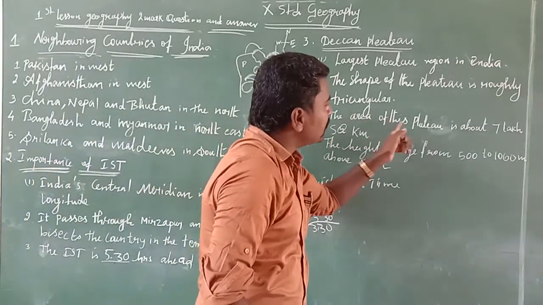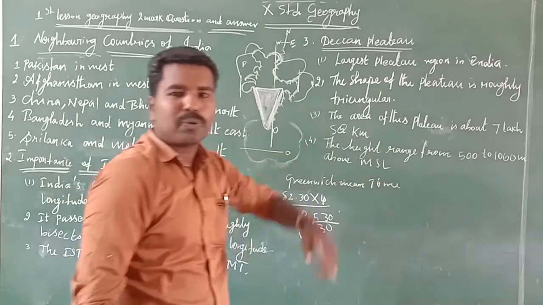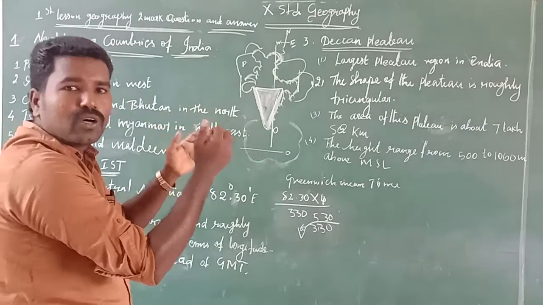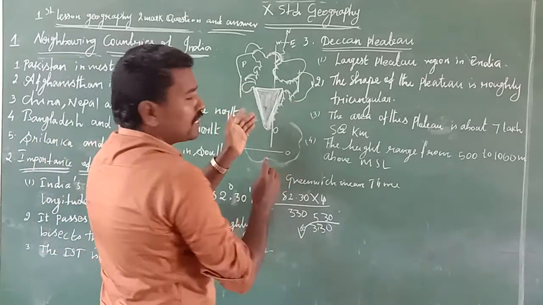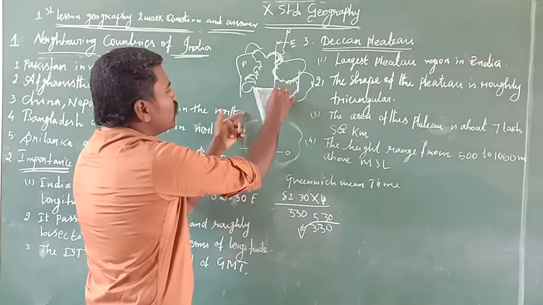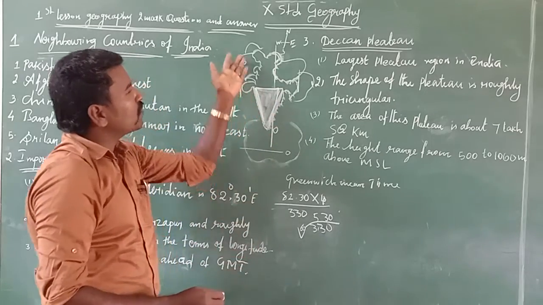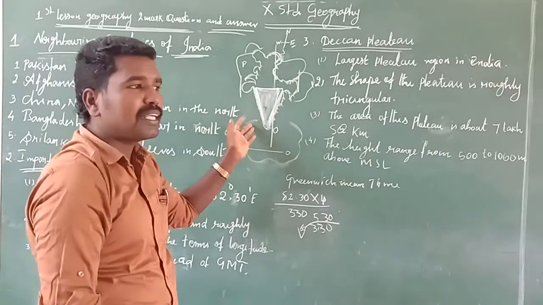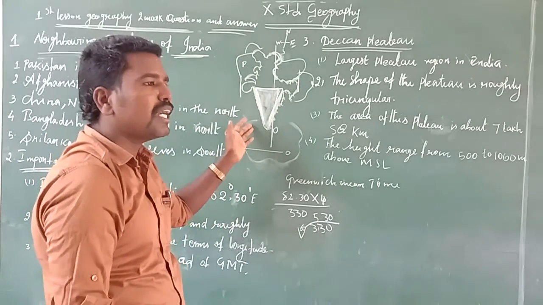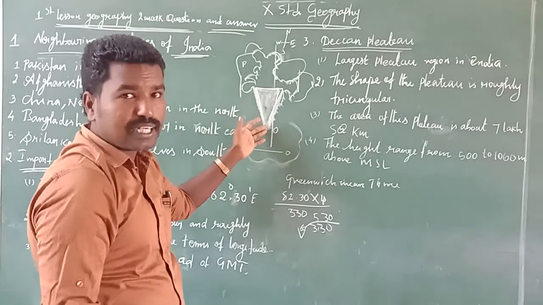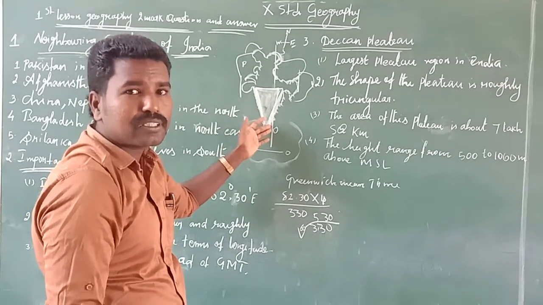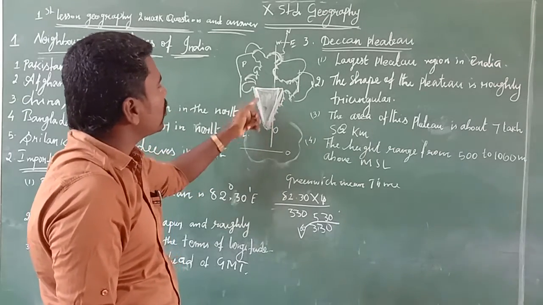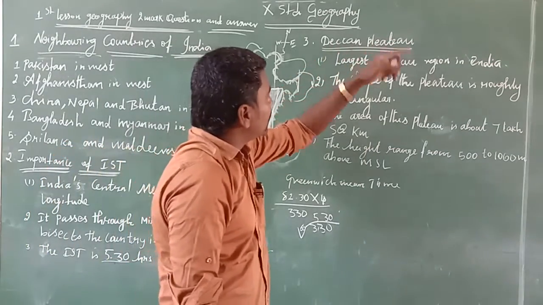The area of this plateau is about 7 lakh square kilometers. How many square kilometers of area are covered by the Deccan Plateau? We know very well the area of India is 32 lakh 87,263 square kilometers. The 7 lakh square kilometers are occupied by this Deccan Plateau.